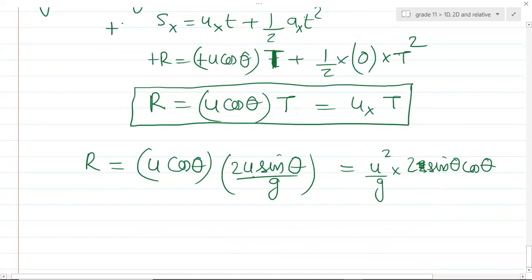Yes, guys. Can I write this like this? u into u will become u square upon g, and this 2 cos theta sin theta I can write like this. What is twice sin theta cos theta? Aman, what is twice cos theta sin theta?